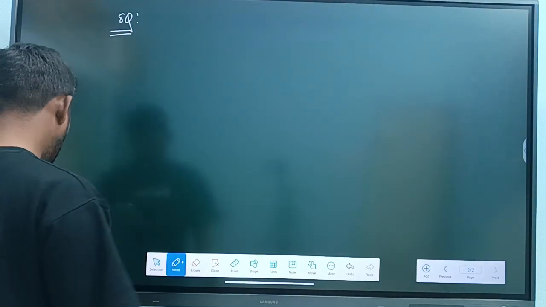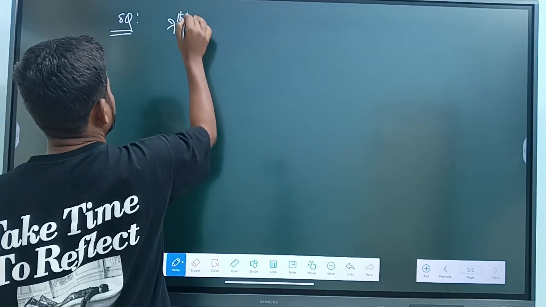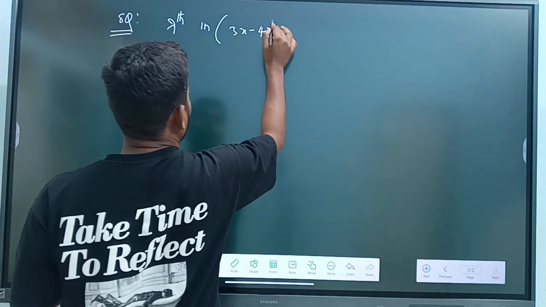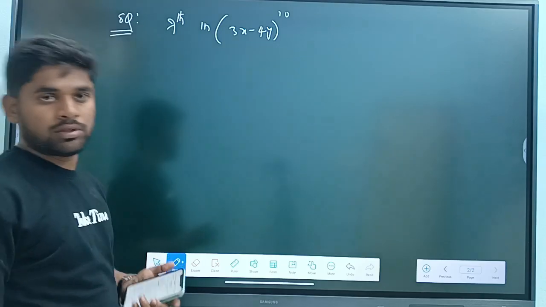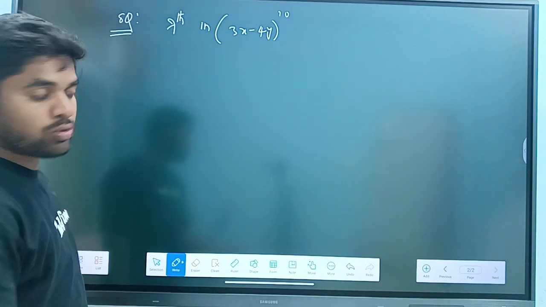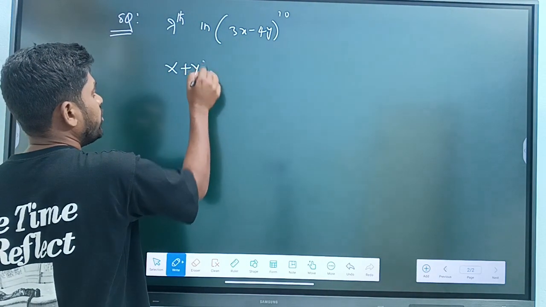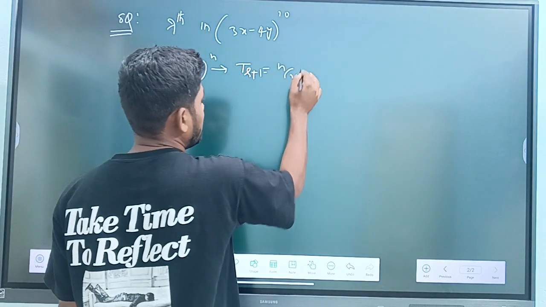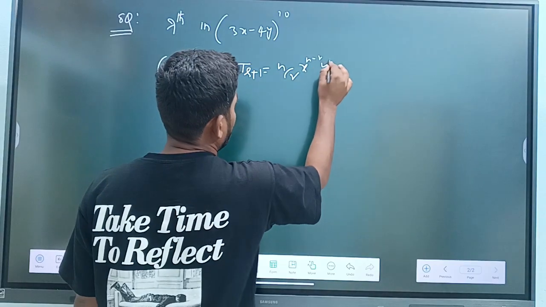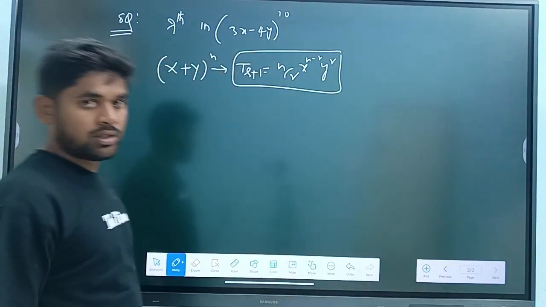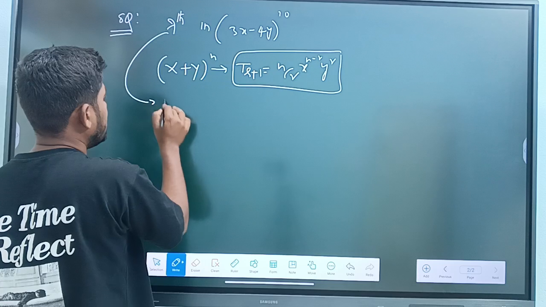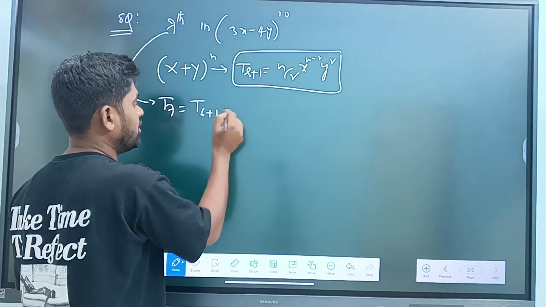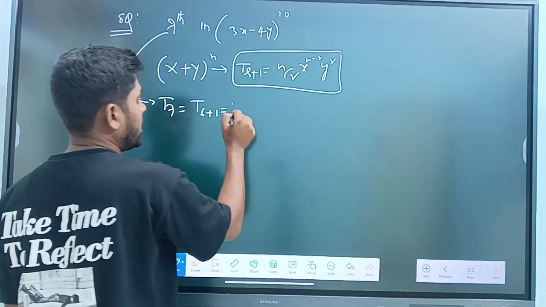The 8th one is: write down the simplest 7th term in 3x minus 4y whole to the power of 10. Done. So this is the binomial theorem. You should remember the general term for x plus y whole to the power of n: t r plus 1 equals nCr x power n minus r y to the power of r. You must remember this. Done. The exact t7 is given, so write it in standard form: t6 plus 1, where n is 10, so 10C6.